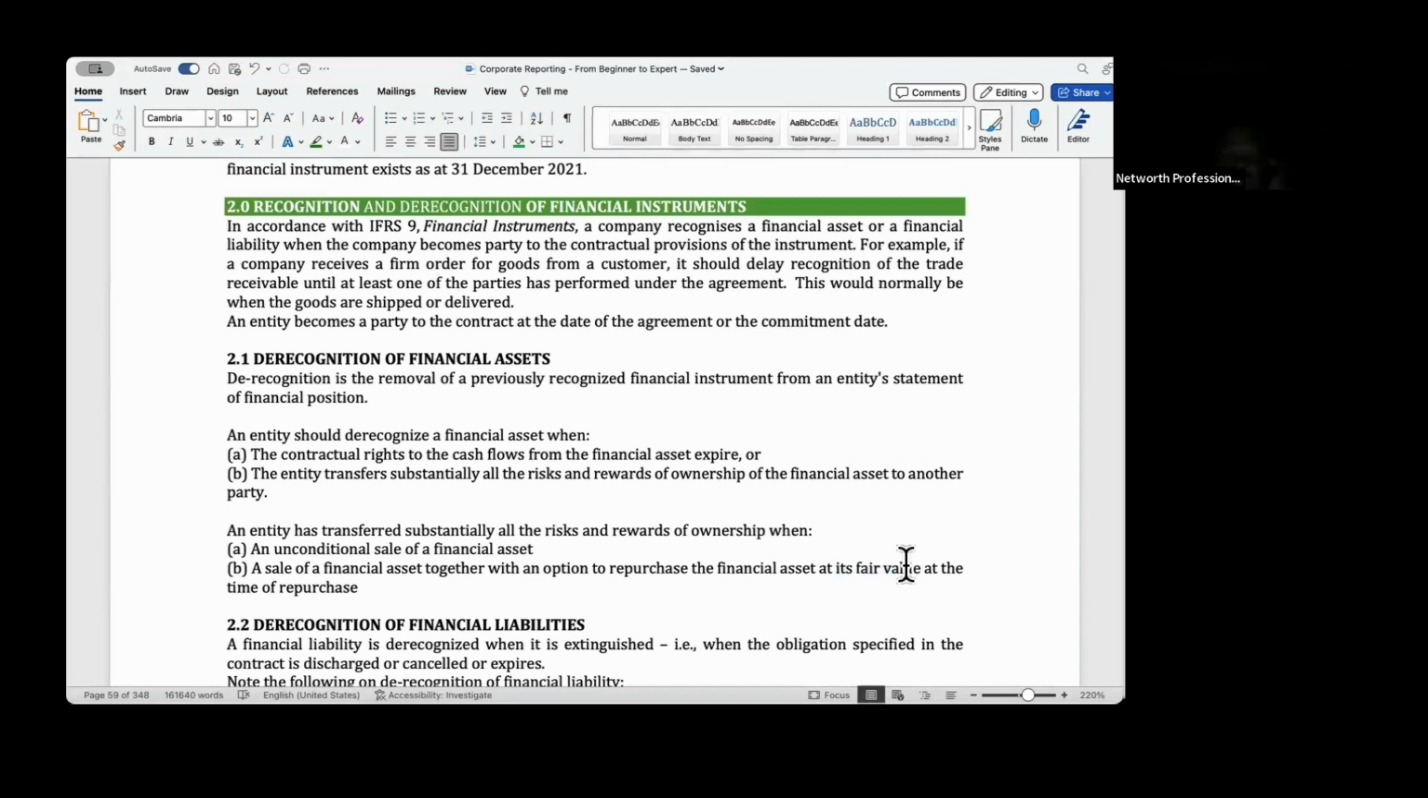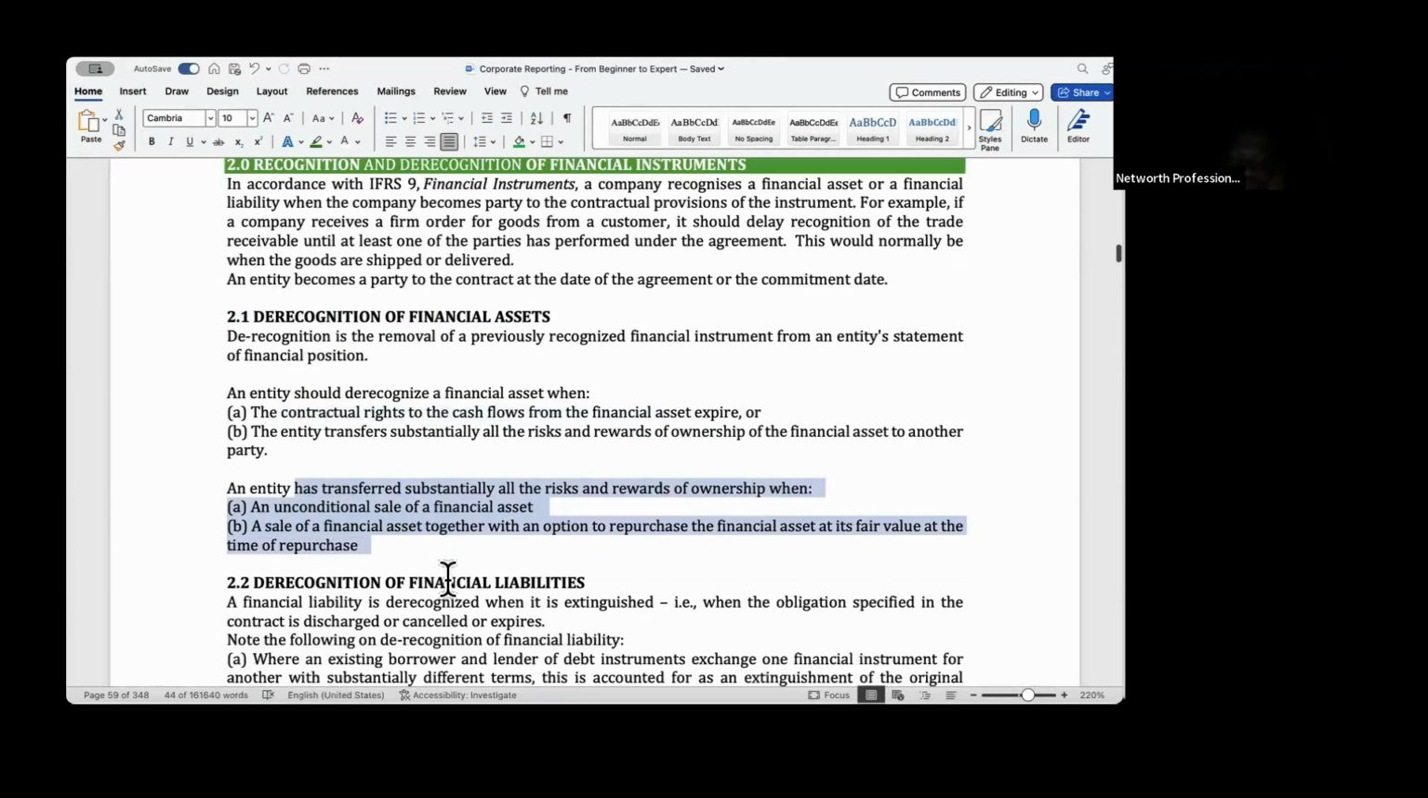So majorly, you can derecognize the financial assets when your right to receive cash has expired or when you have sold the financial assets. That's what all these are speaking to.